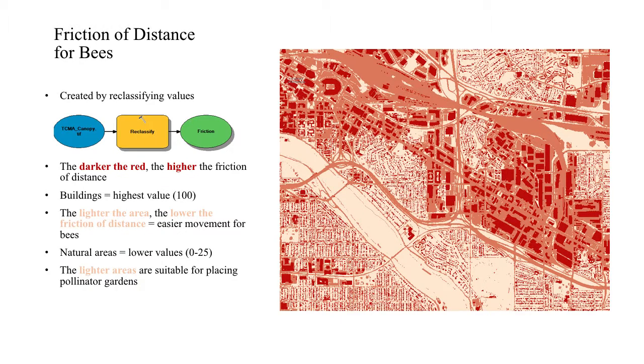This map is a land use layer shown previously, and I reclassified the values of each category to show the friction of distance. Higher values are harder for bees to move across. Buildings were given the highest value of 100 as they act as a barrier for bees, so they have a higher friction of distance. This is shown in dark red. Natural areas like rivers or trees were given the lowest value of 1, as bees can easily pass over these. These areas are shown in light red as they have a lower friction of distance for bees.